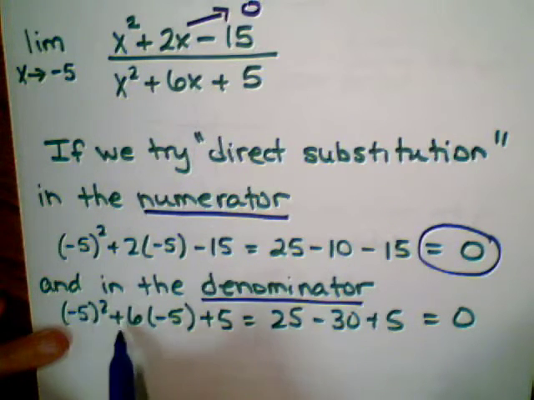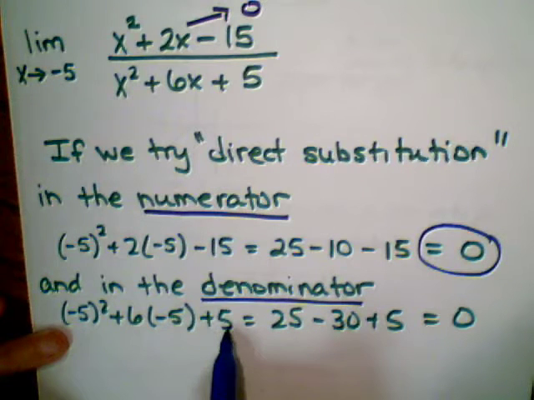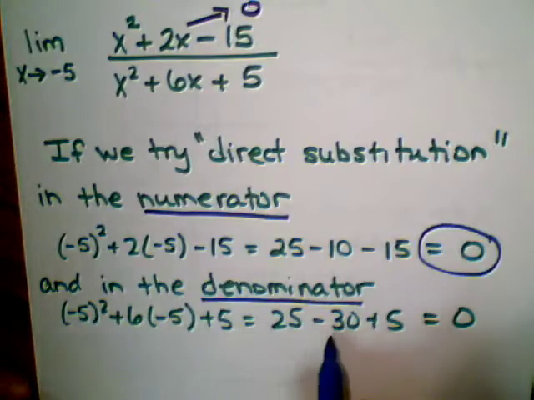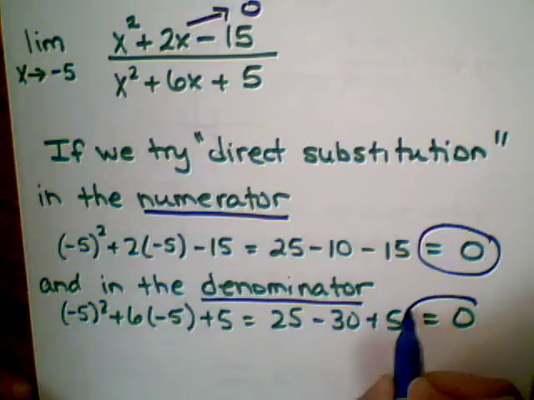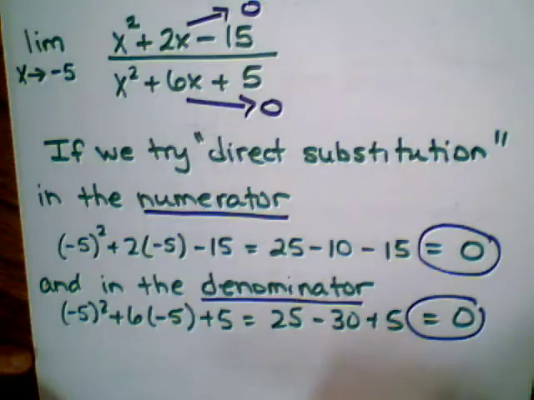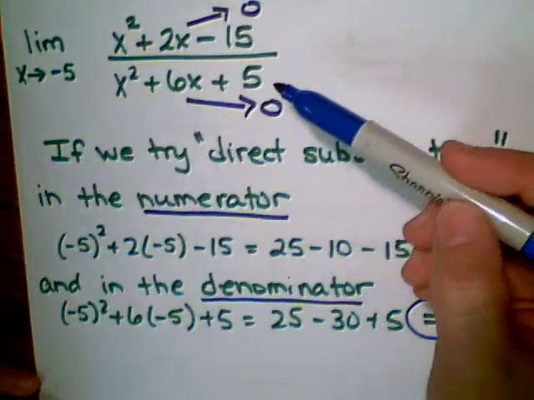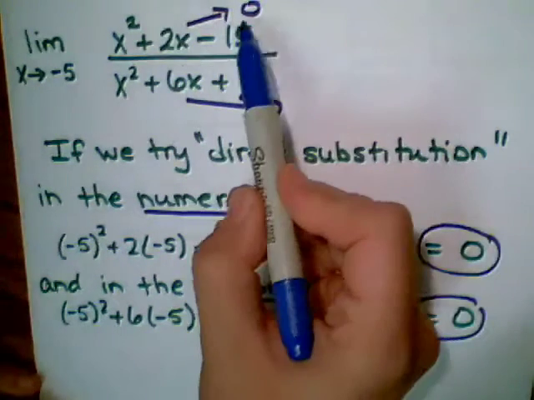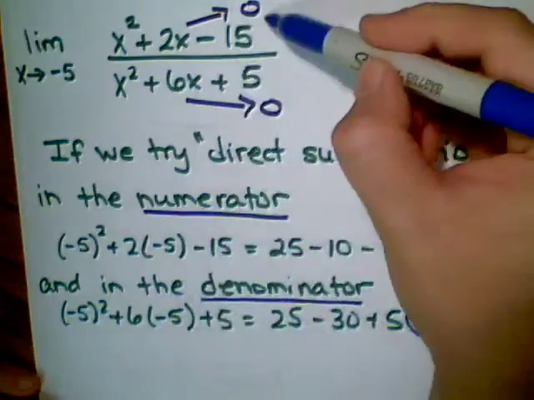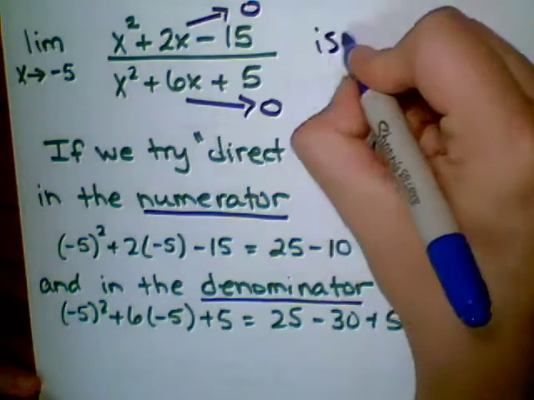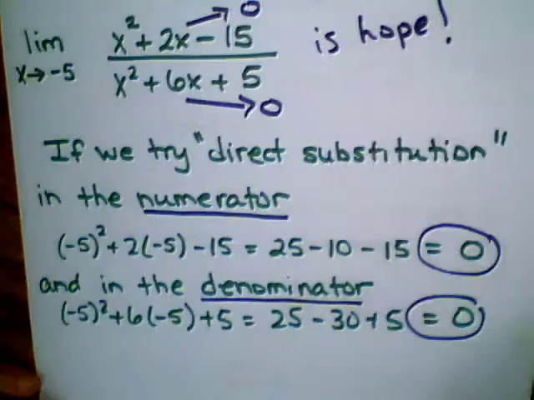When we take x squared plus 6 times x plus 5, and we let x be -5, we end up with 25 minus 30 plus 5, and that's 0. Problem. We don't know if the limit exists or not because the denominator is 0. There's hope. If we get 0 over 0 upon substitution, there is hope that the limit will exist.